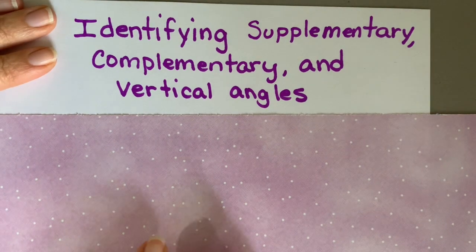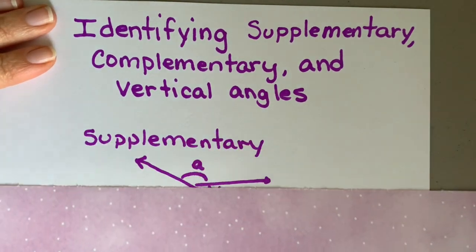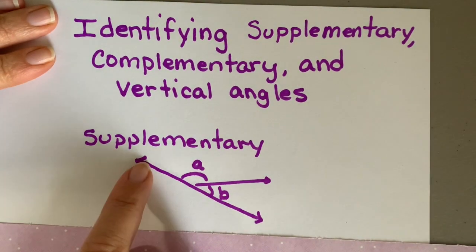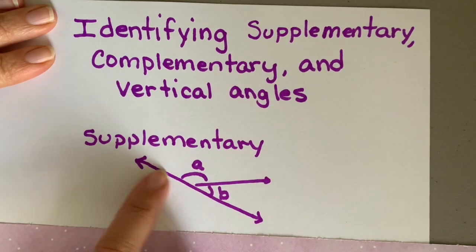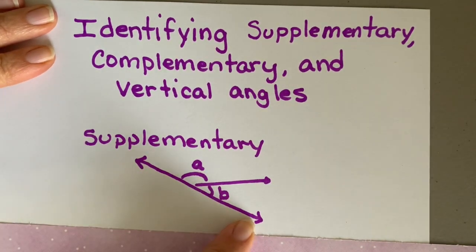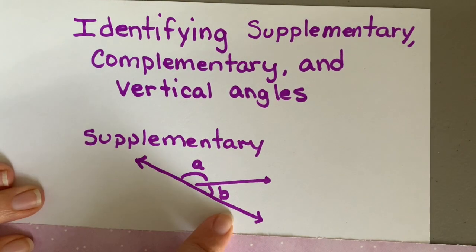So, identifying supplementary, complementary, and vertical angles. This is the part you should write in your notebook. A supplementary angle is two angles together that make a straight line, which means that angle A and angle B would add up to 180 degrees.